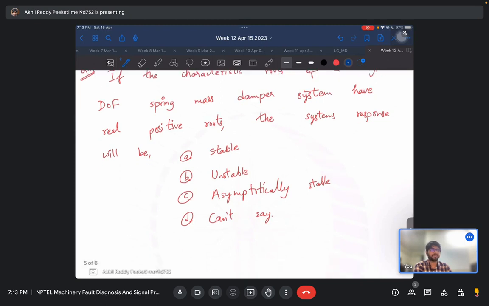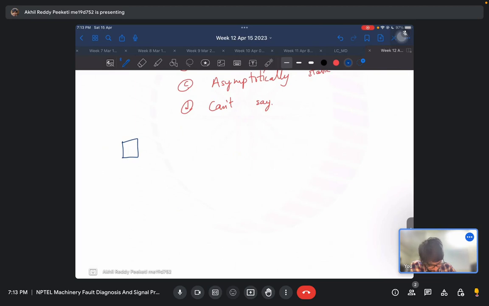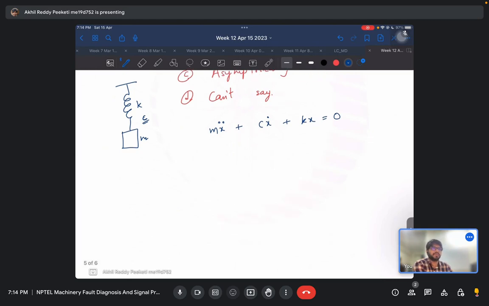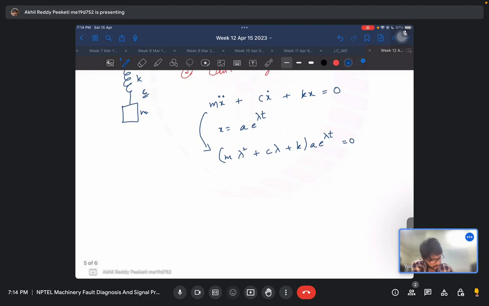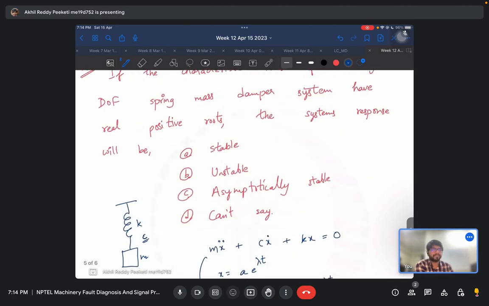So this is a single degree of freedom spring mass system, and there might be some damping C. For such a system, we can write the governing equation, and assuming x is equal to A into e power lambda t as a possible solution, the equation becomes equal to 0. This would give the roots for lambda.